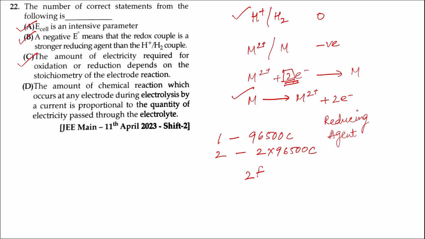Now option D. The amount of chemical reaction which occurs at any electrode during electrolysis by a current is proportional to the quantity of electricity passed through the electrolyte. Correct. Whatever reaction takes place at the electrode involves loss or gain of electrons. Electrons carry charge, and this charge depends upon the quantity of electricity passed through the electrolyte. So this statement is also correct. Therefore, the total number of correct statements is 4. So the answer is 4.